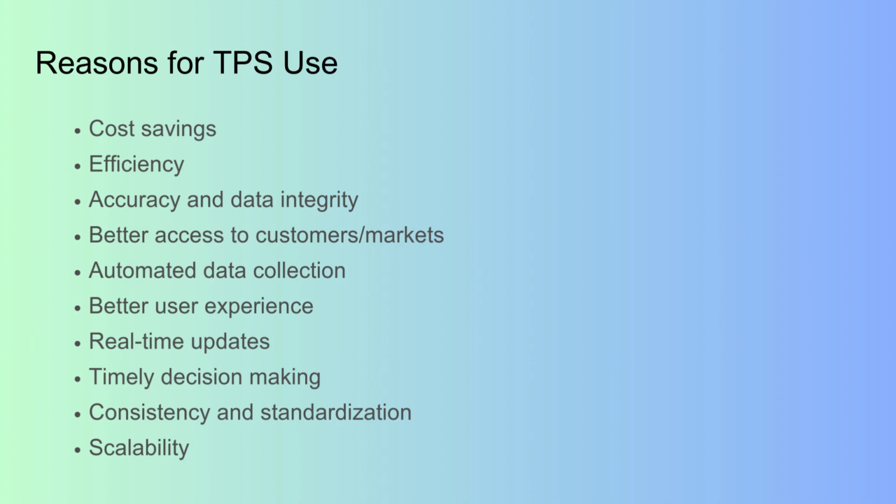And efficiency is the second reason. TPS streamlines business processes by automating transactions. Tasks that would take significant time manually can be completed rapidly with TPS, improving overall efficiency. The third reason is accuracy and data integrity. TPS enforce data validation rules and maintain data integrity. Errors in data entry and processing are minimized, leading to more accurate and reliable results.